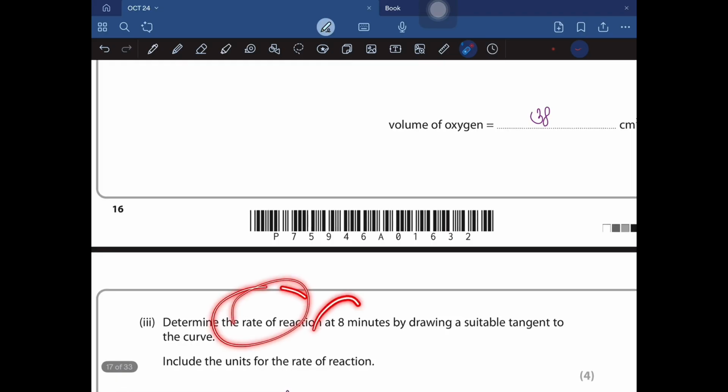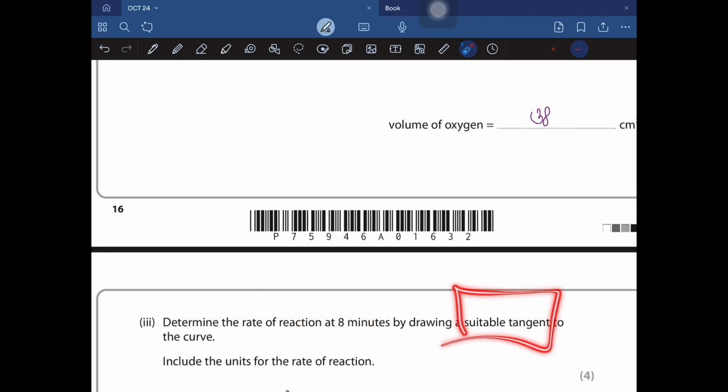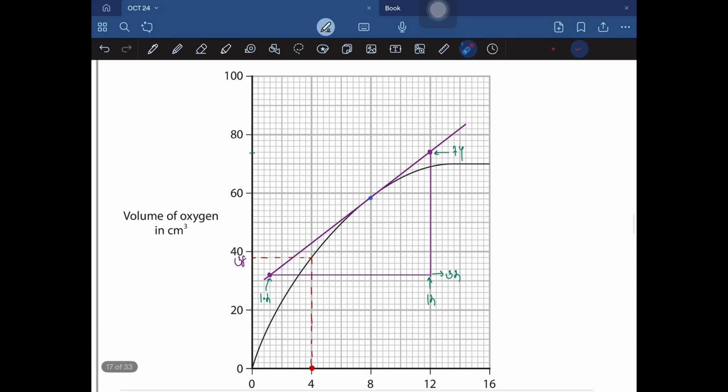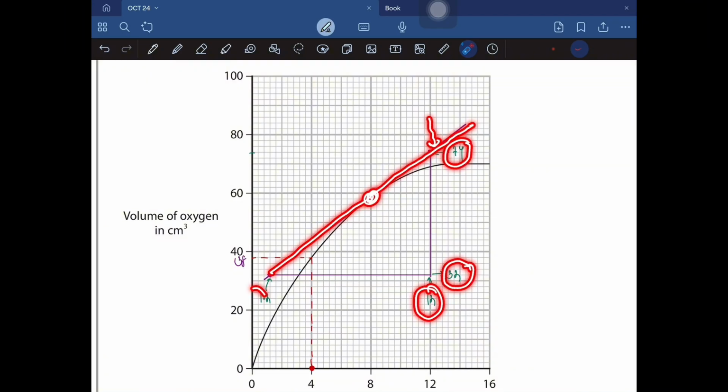Determine the rate of reaction at 8 minutes by drawing a suitable tangent to the curve. So, the rate of reaction at 8 minutes. This is 8, and a tangent needs to be drawn from here to here. Once you have your tangent, you select two y coordinates and two x coordinates. You could do this at random, it is completely up to you. I have selected this to be my y2, this my y1, this my x2, and this my x1.